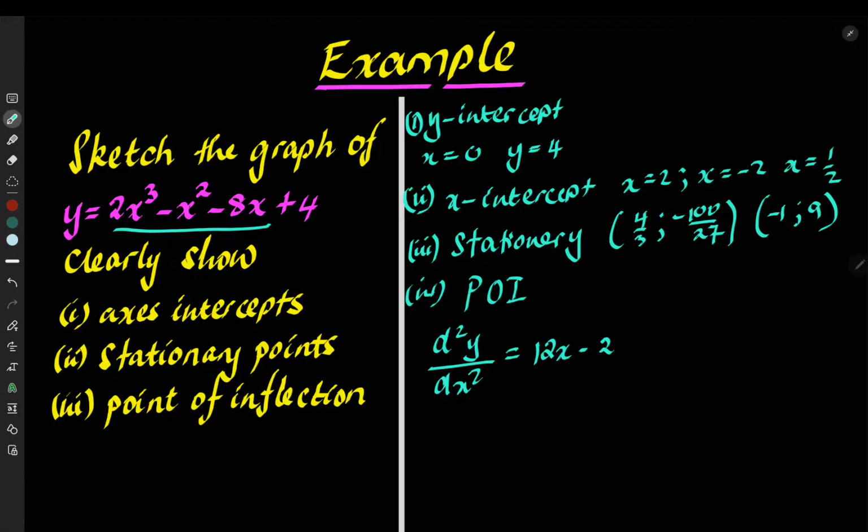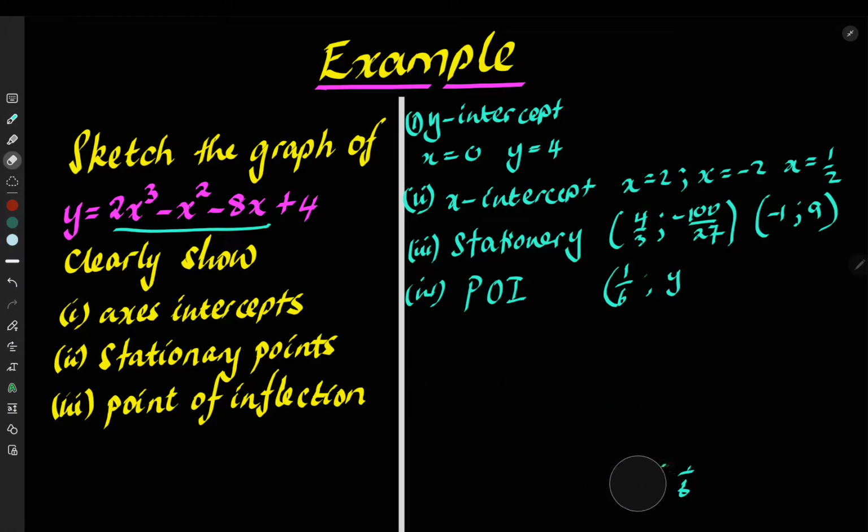Remember, at the point of inflection, the second derivative is 0. So 0 will be equal to 12x minus 2, and we can say 2 is equal to 12x. Then we divide by 12 on both sides, so x will be equal to 1/6. So the x coordinate of the point of inflection will be 1/6, and you can determine the y coordinate by substituting 1/6 into the original equation.